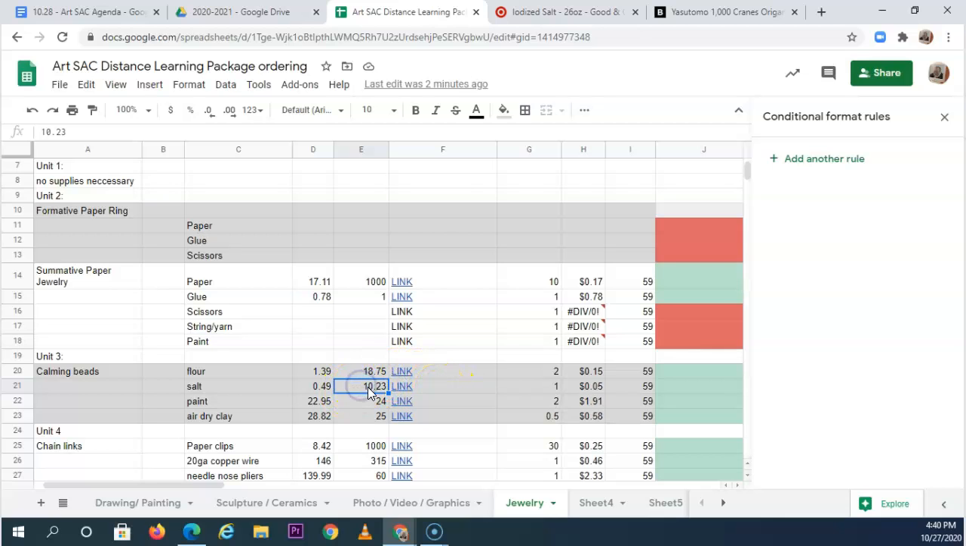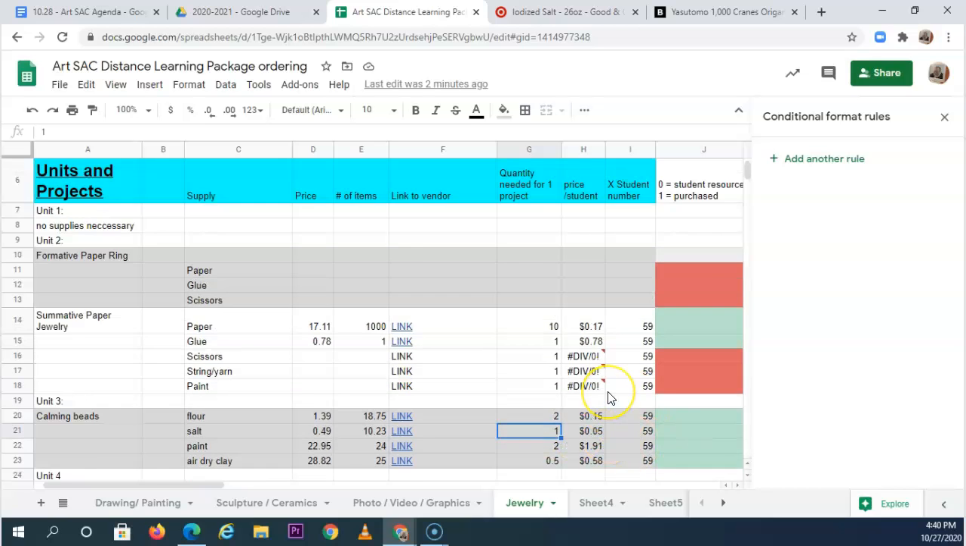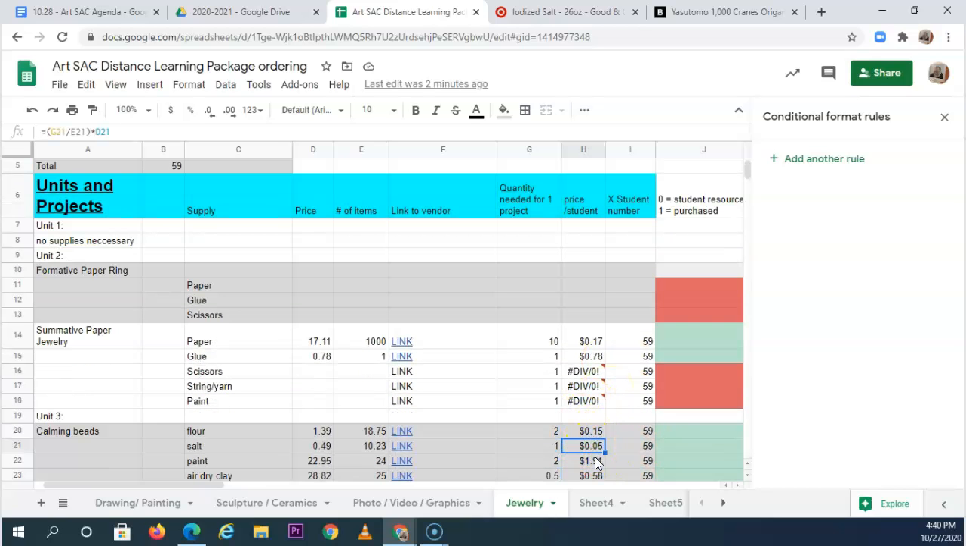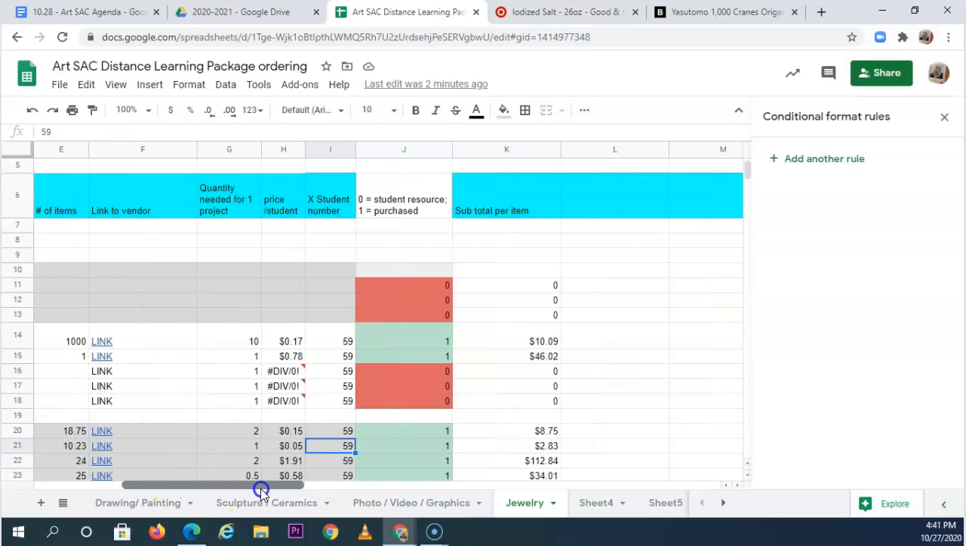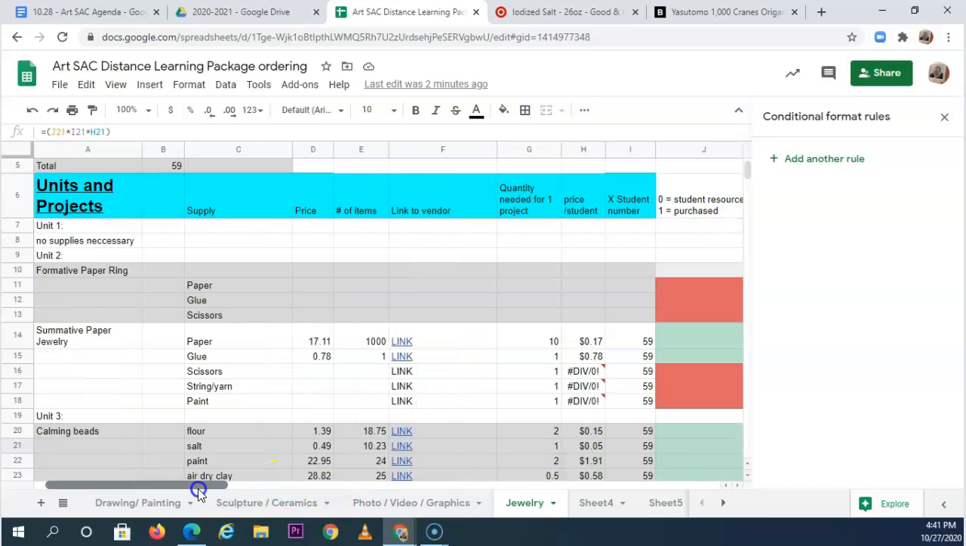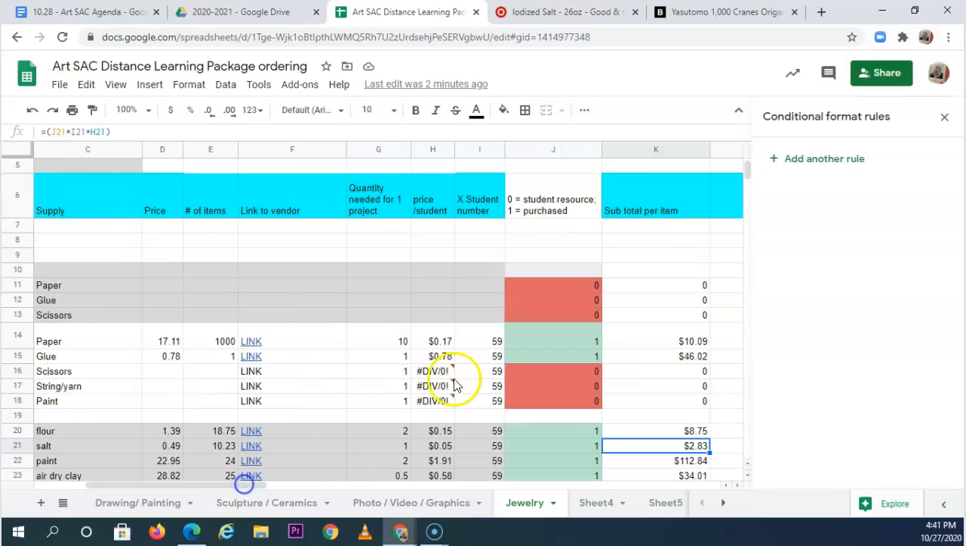So anyway, there's 10 cups in there, and each student needs 1 cup of salt. So then my math runs in the background, and it figures out that it's going to cost 5 cents per student to give them all a cup of salt. Okay, not a big deal. In total, it's going to cost $2.83 to buy enough salt for my class. So all the math part, you do that.